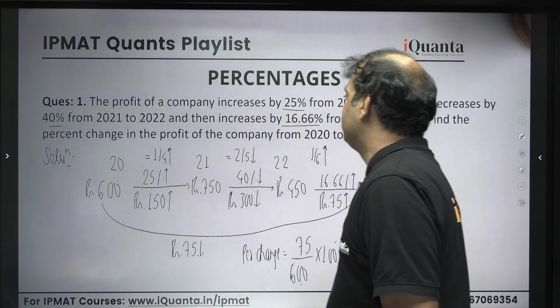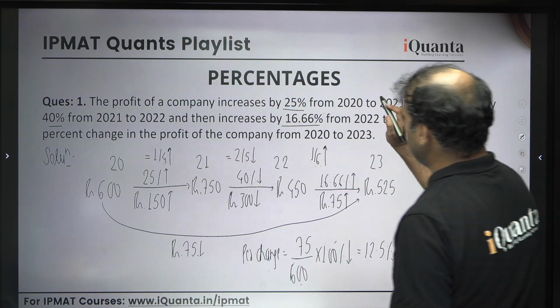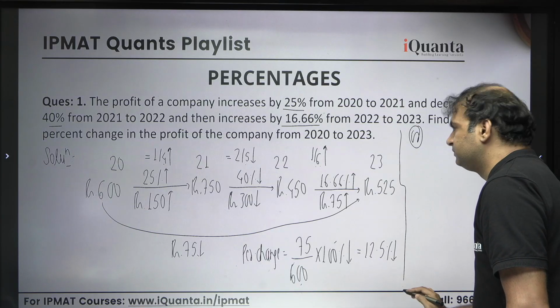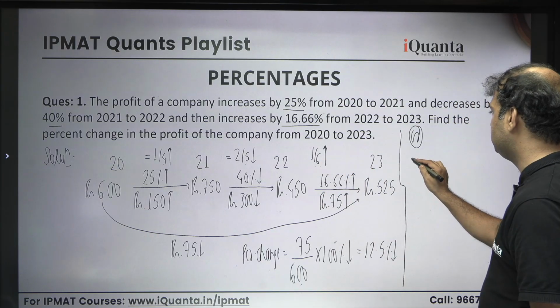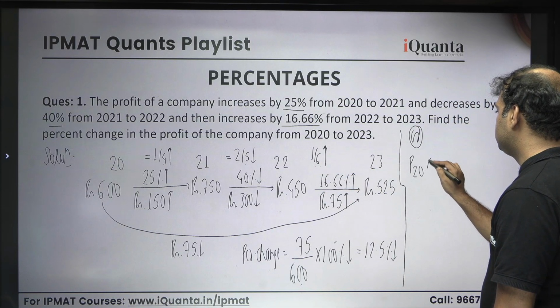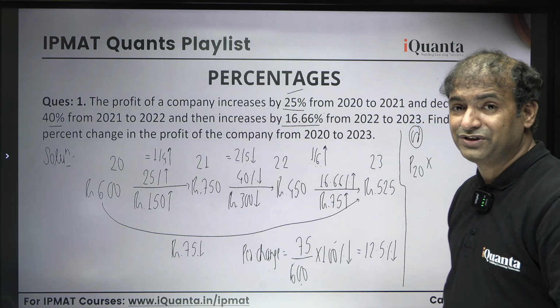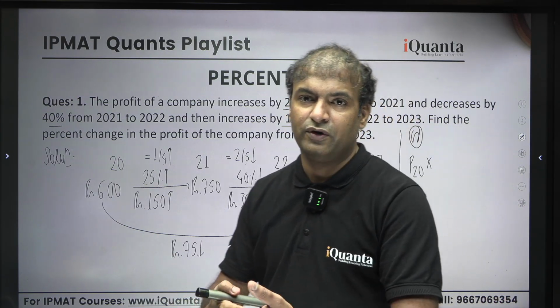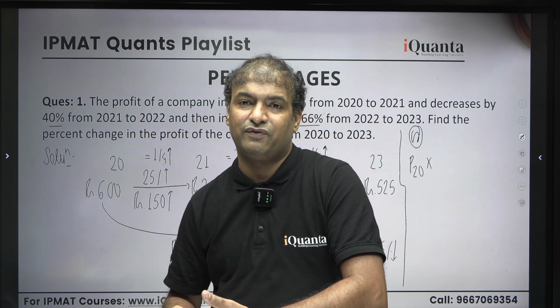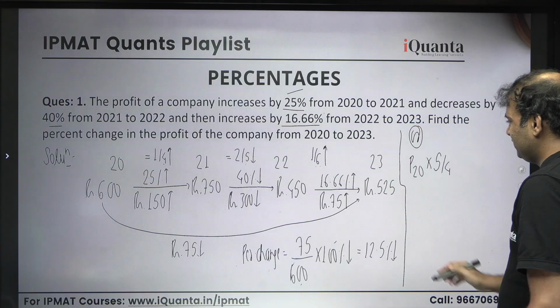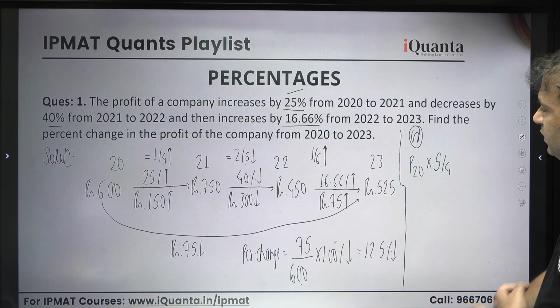All right, but how? Let me write the things over here. So what happened first, let's say the price in 2020 is P20. First this is increasing by 25%. So what should be the multiplication factor? 25% is 1 by 4. Increment, so 1 plus 1 by 4 gives us 5 by 4. So price in 2020 into 5 by 4 is the price in 2021.